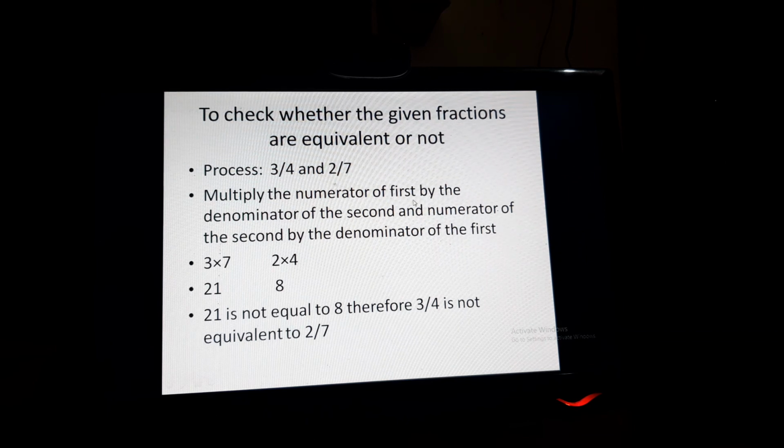Multiply the numerator of the first by the denominator of the second. So the numerator of the first is 3 multiplied by the denominator of the second, that is 7. So 7 into 3, 21. And the numerator of the second is 2 by the denominator of the first, that is 4. So 4 into 2, 8. If they are equal, then only the fractions are equivalent. So we can see 21 is not equal to 8, therefore 3 upon 4 is not equivalent to 2 by 7.